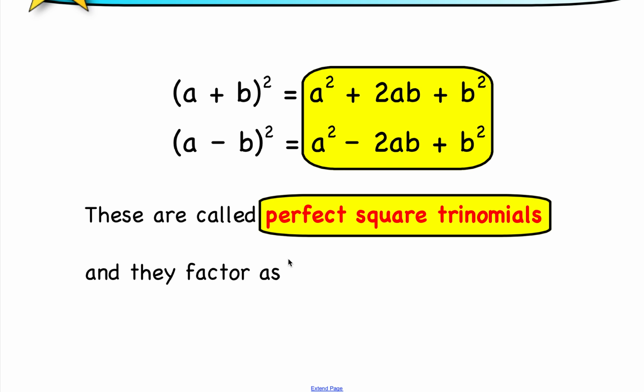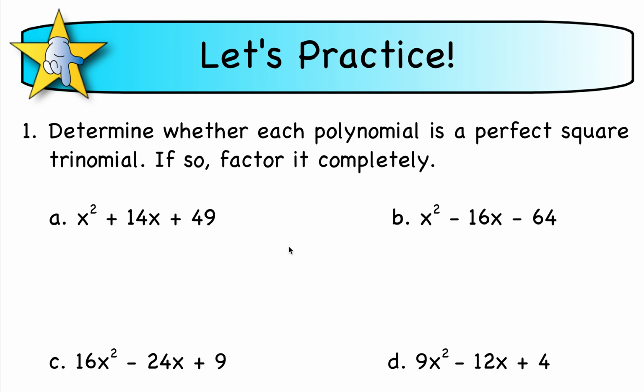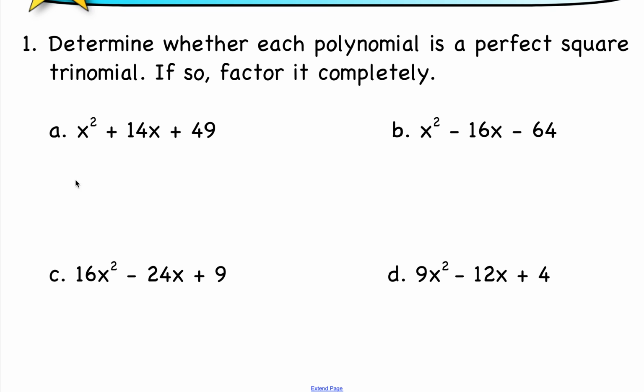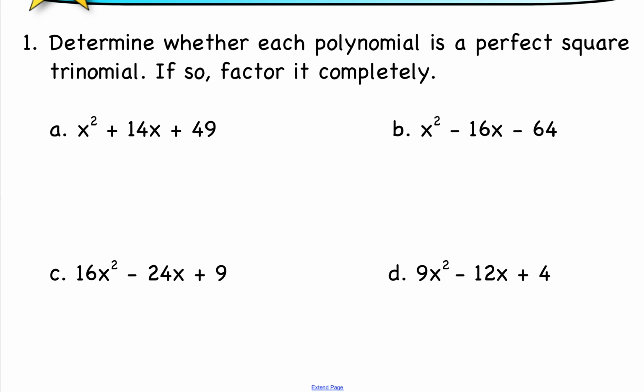So these are called perfect square trinomials. We're going to start with the trinomial and work to factor it and get the binomial square. So when we factor a perfect square trinomial, we get a single square binomial. So let's go ahead and look at what this looks like with some practice problems. We want to figure out if these polynomials are perfect square trinomials, and if they are, we want to go ahead and factor those. So let's take a look and see.